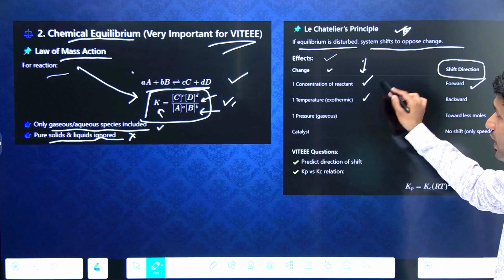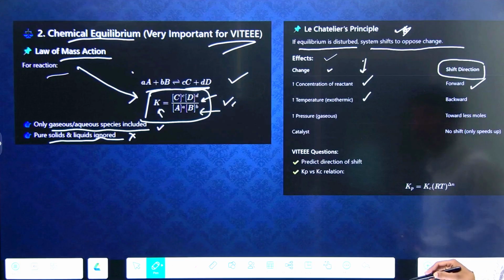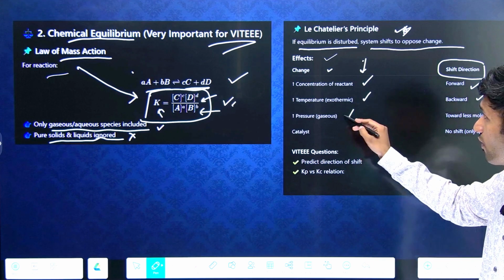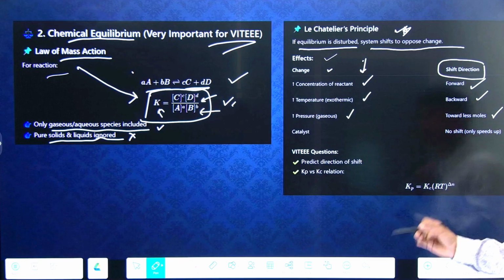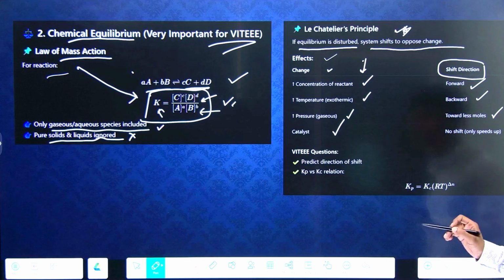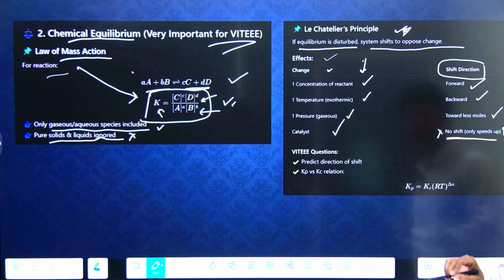If temperature rises, and this is an exothermic change, then the direction of the shift would be backwards. If the pressure increases in a system of gaseous state, then it will shift towards the fewer moles, whereas if a catalyst is added, right? So if a catalyst is in the process, then no shift takes place, only the speed goes up. Okay, only the speed rises, and elsewhere there is no change.